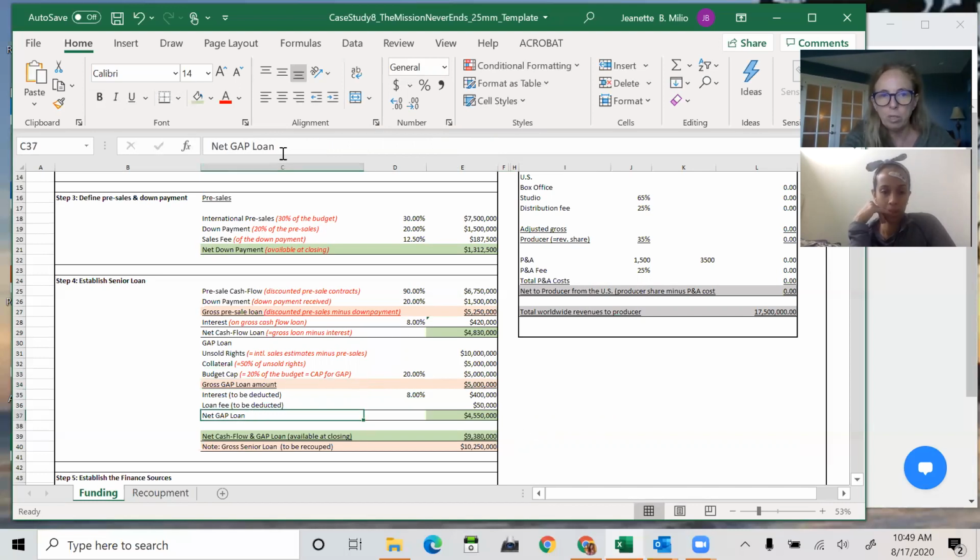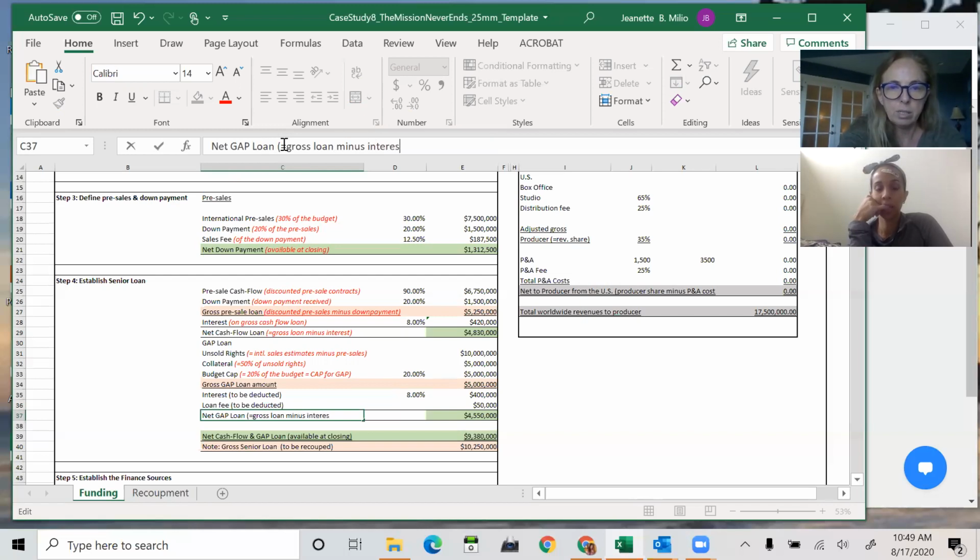And the net gap loan is basically, I'm going to write this down too, our gross loan minus interest and loan fee. This is how we got there. So this is how we got there. I'm going to mark this red too.